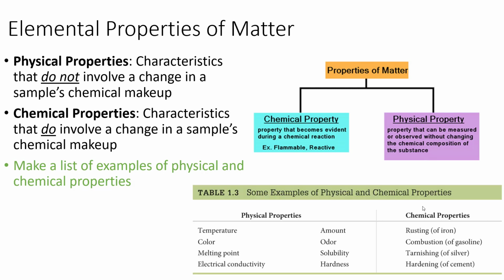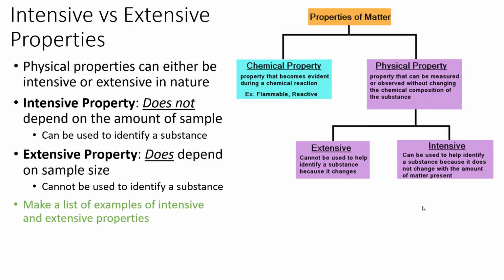So here's a list of some common physical and chemical properties that hopefully you came up with. Physical properties are the temperature, the color, the melting point, the odor, the taste, things that do not involve a change in the chemical makeup, whereas chemical properties would be more like chemical reactions, rusting, tarnishing, something like that.